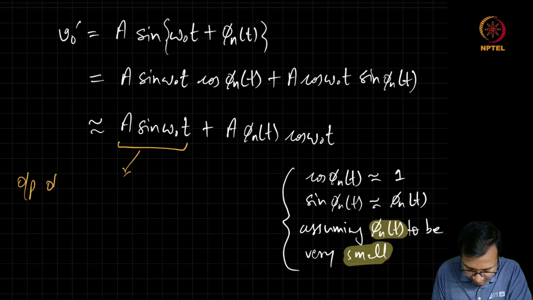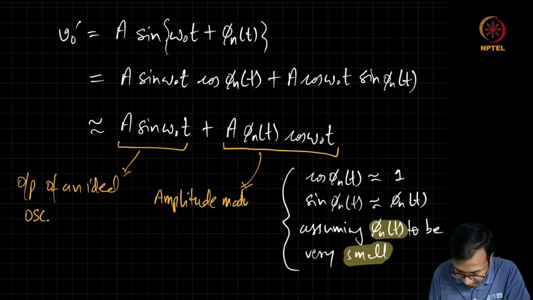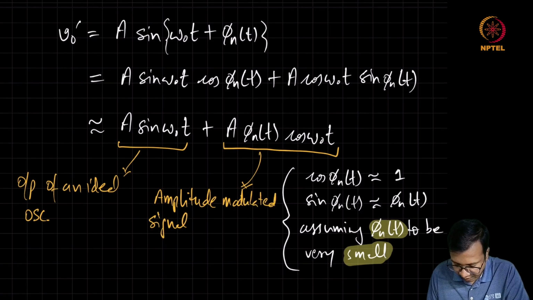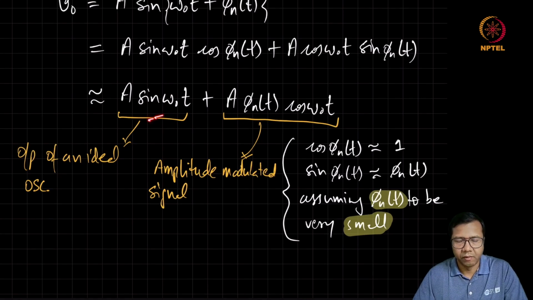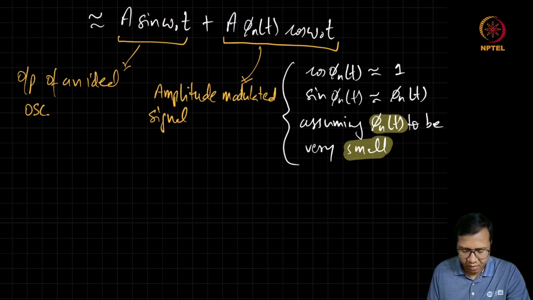This is the output of an ideal oscillator, whereas this second term is an amplitude modulated signal. So now let us take a look at the frequency spectrum of the output. To find the spectrum, we can look at the spectrum of these two terms. A sin omega naught t is going to have just an impulse in the frequency domain.